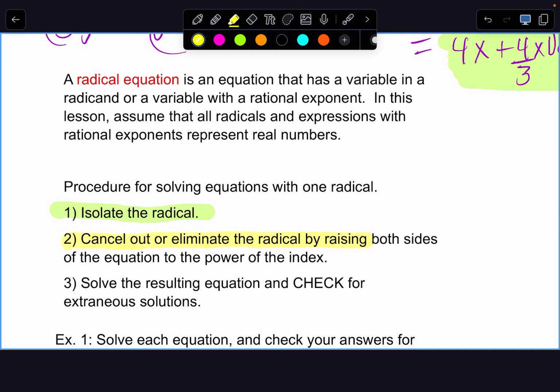Then, eliminate the radical by raising both sides of the equation to the power of the index. Guys, what happens when you square a square root? It cancels. How do you cancel a cube root? By raising it to the third power. Fourth root, raising it to the fourth power. Exactly. So if you want to get rid of a radical, you literally raise it to the power of the index. And then you check your answers, of course, to see if you have any extraneous solutions.